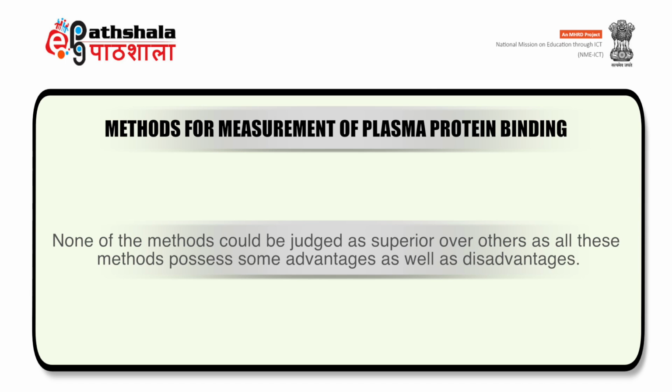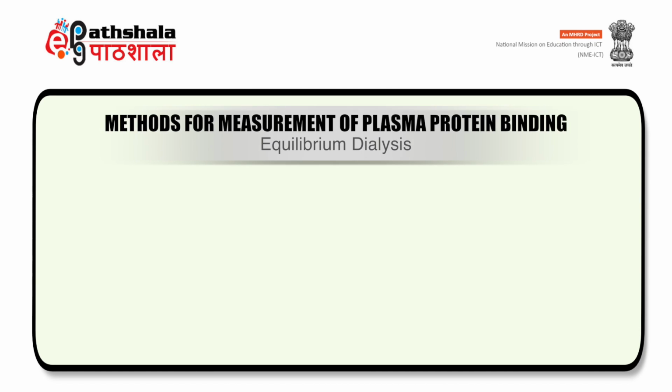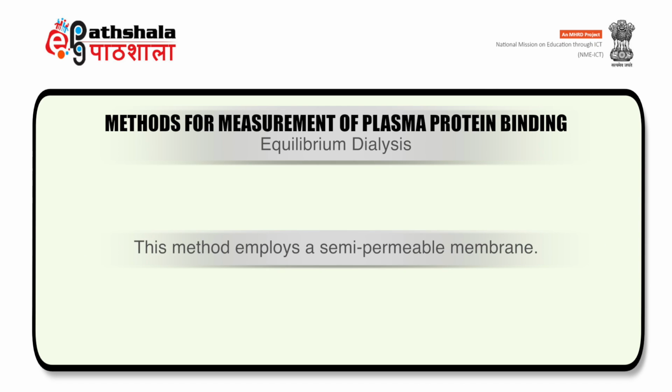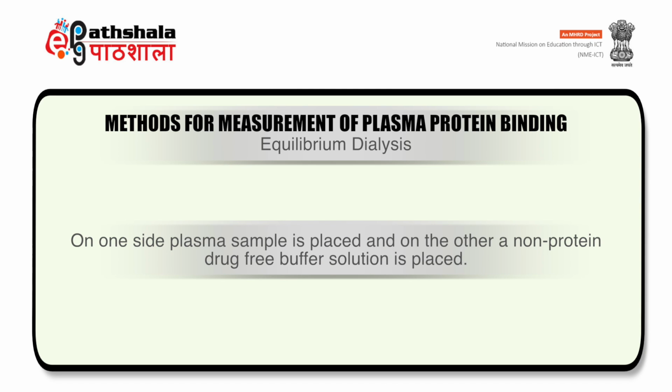None of the above methods could be judged as superior over others, as all these methods possess some advantages as well as some disadvantages. So, let us study them in detail. The first is equilibrium dialysis. It is a well accepted and popular method used in plasma protein binding. This method employs a semi-permeable membrane. On one side, the plasma sample is placed, and on the other, a non-protein drug-free buffer solution is placed.